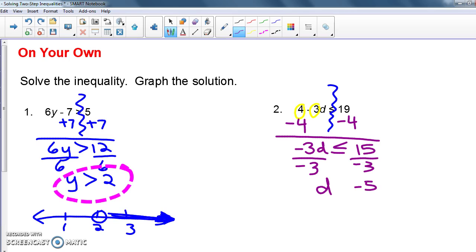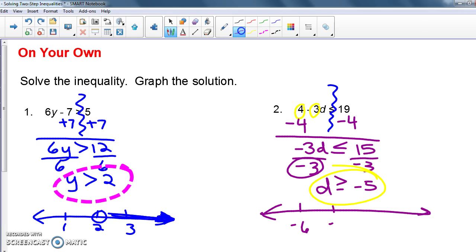Now you'll notice we divided by a negative, so that flips the sign. My answer is d is greater than or equal to negative 5. And if I go ahead and graph that, that gets a closed circle, and it goes this way. All right, so go ahead and check your work, make sure it matches mine.